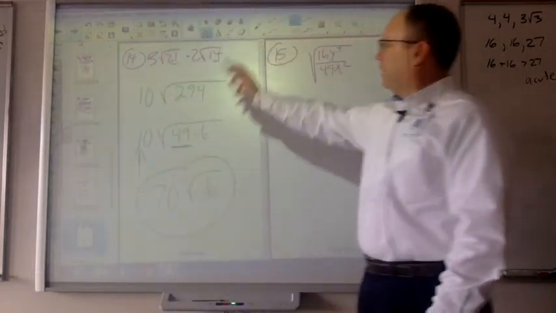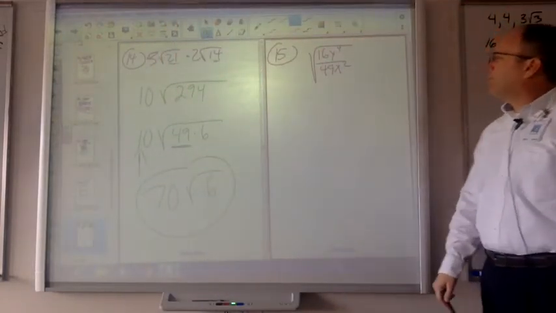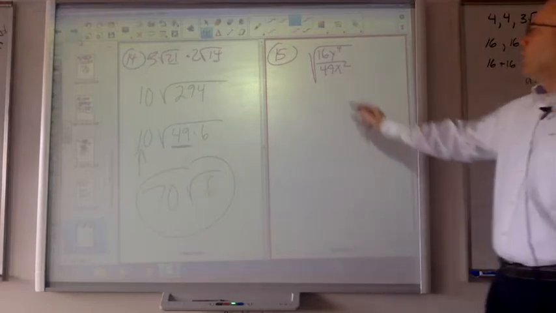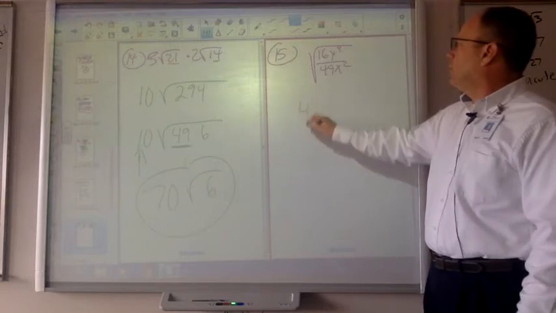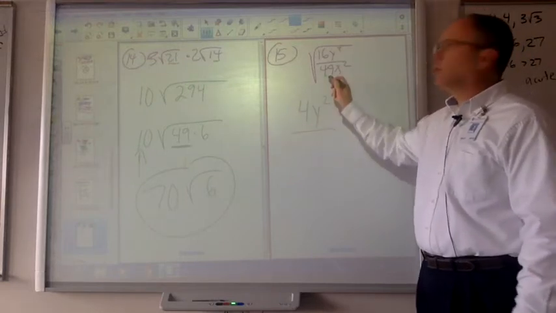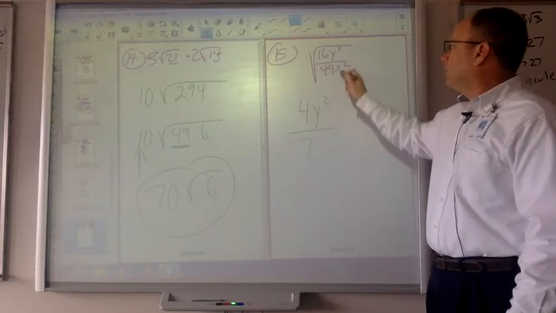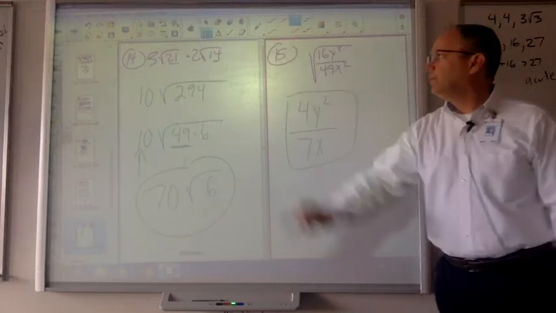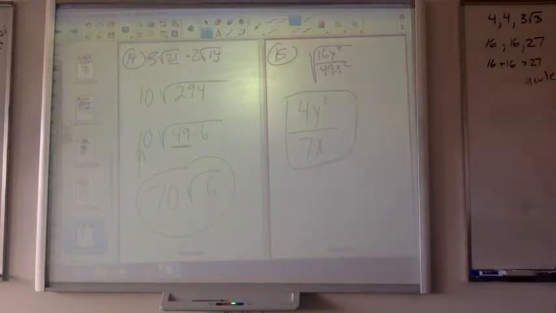All right, so there's that last one worked out. Problem 15, it does appear that everything's a perfect square, including our exponents. The exponents are all even. So square root of 16 is 4. Square root of y to the 4th is y squared. Over square root of 49 is 7. Square root of x squared is x. That problem's done. That was nice. They gave us a nice perfect square.